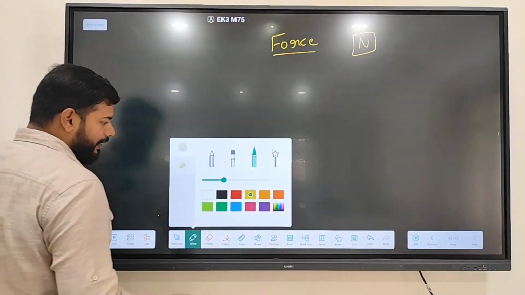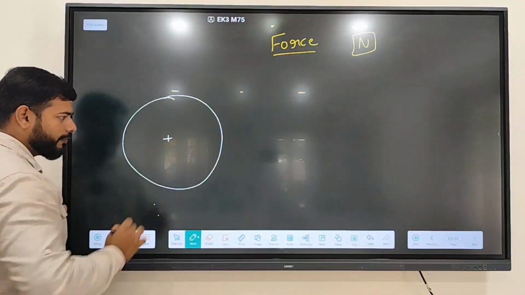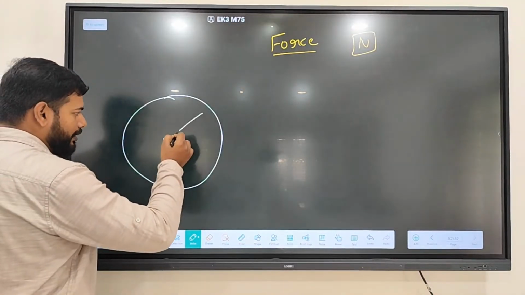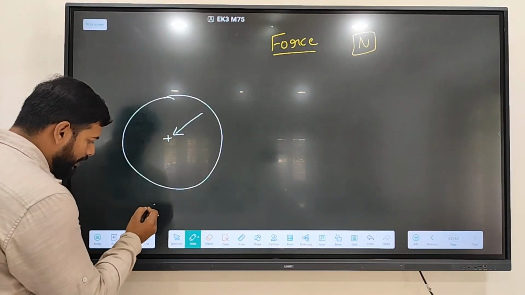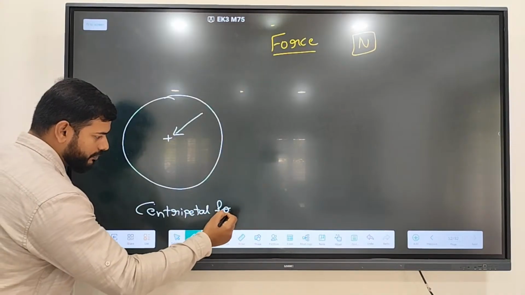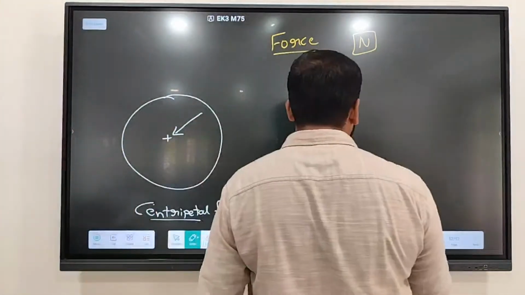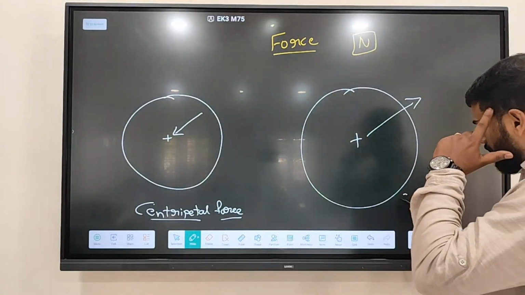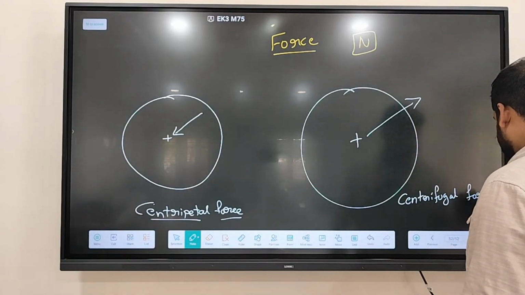Here, centripetal and centrifugal force. In a circular path, the object is moving. If the force of attraction is towards the center, then this is called centripetal force. Force of attraction towards the center. When an object is moving in the circular path, if the force is away from the center, then this is called centrifugal force.